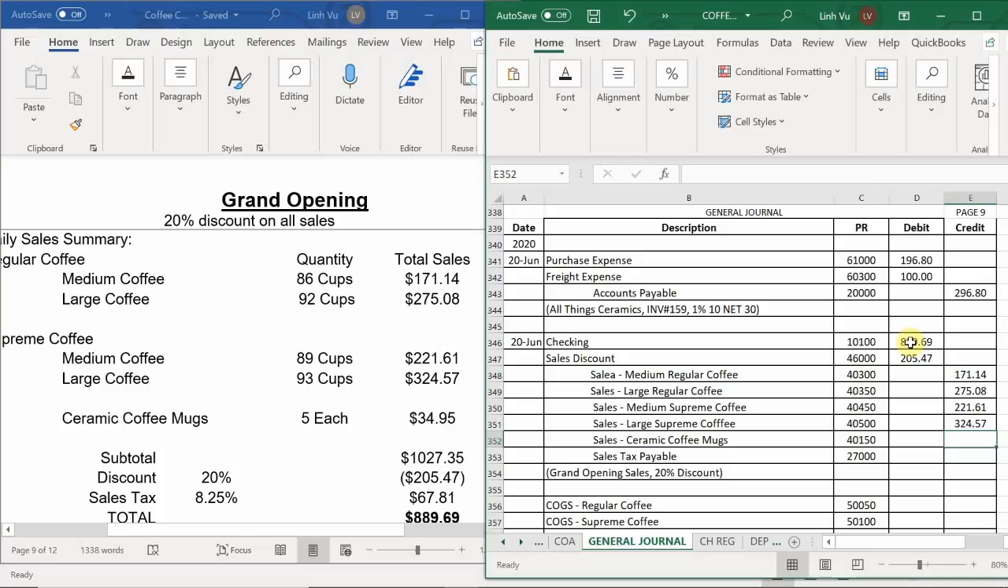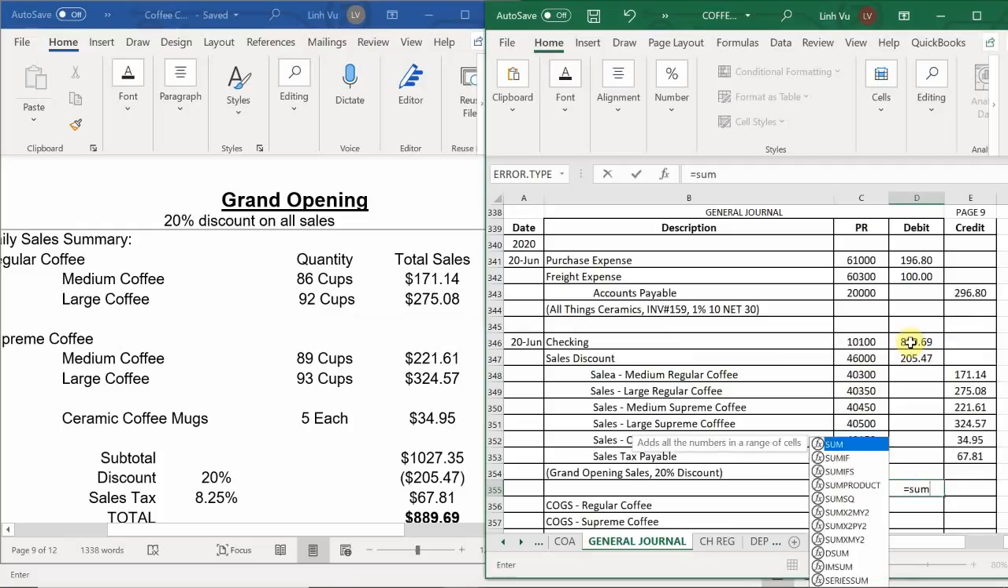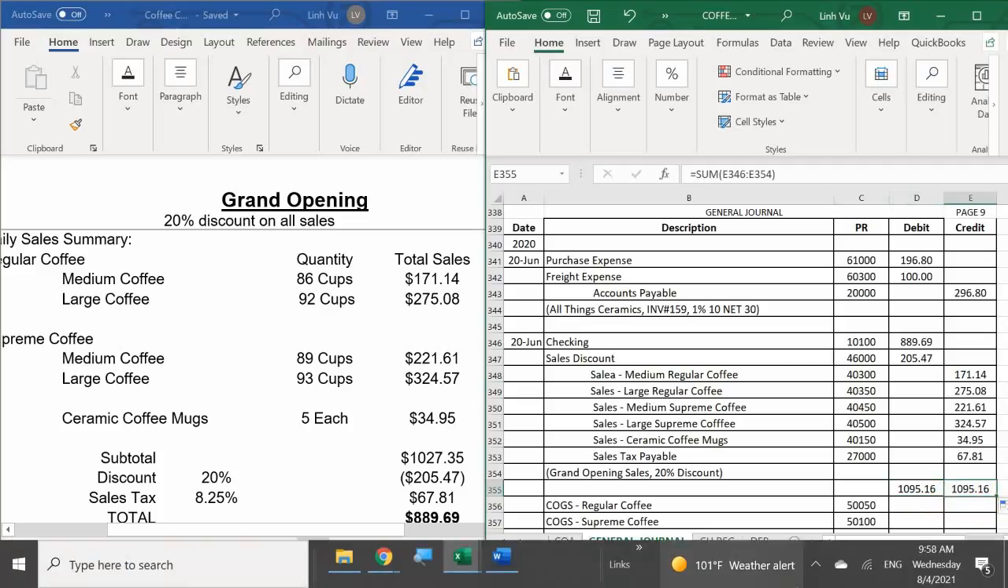And last but not least, my sales. Oh, no, wait, I got two more. The ceramic coffee cups for $34.95. And then now, last but not least, how much tax did I collect? 67.81. Good. Okay. So let's go ahead and double check our debits match our credits. In this case, I have 1095.16 on the left, 1095.16 on the right. So no typos or fat fingering here.